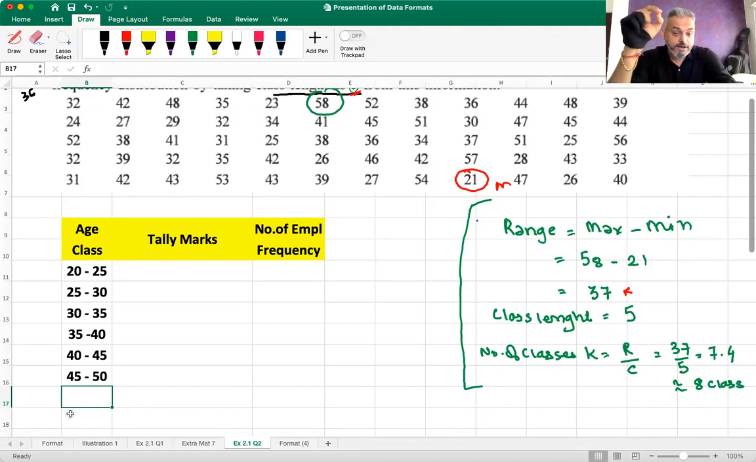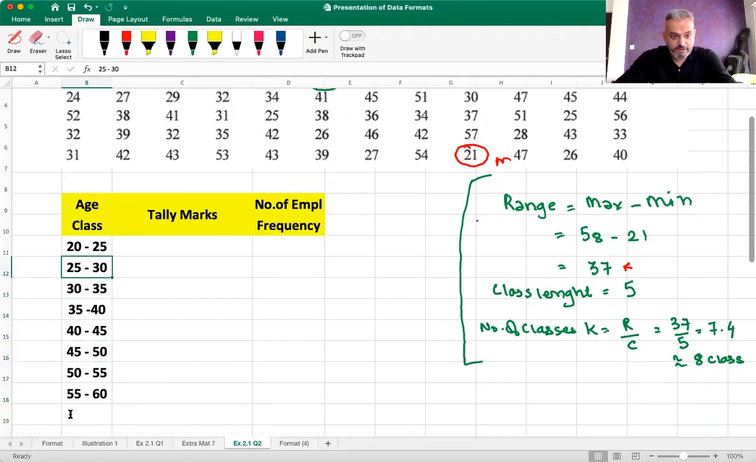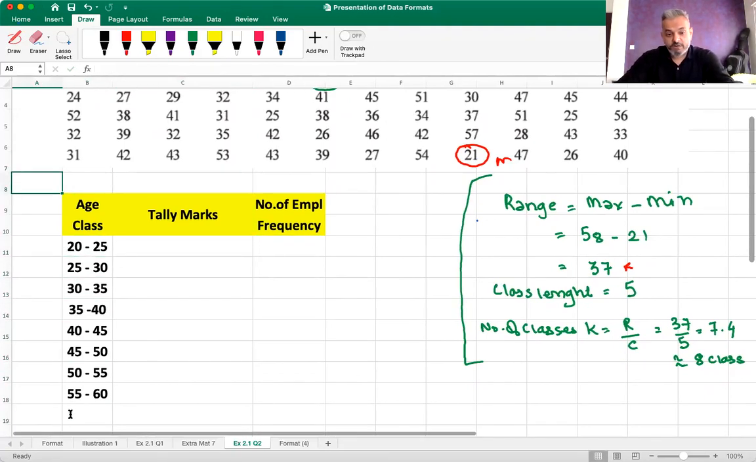Where will 58 come, in what class? We have to go till there. So 50 to 55, and then 55 to 60. Let's count the number of classes: 1, 2, 3, 4, 5, 6, 7, 8. So these will be our classes. We are going for exclusive frequency distribution.